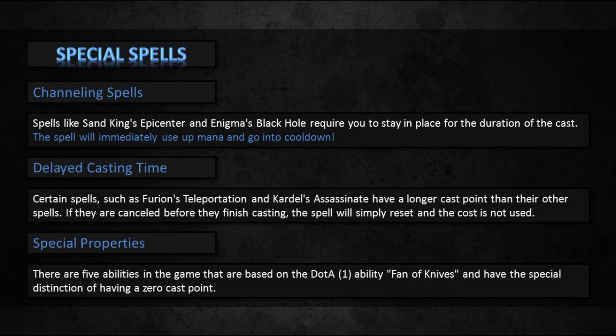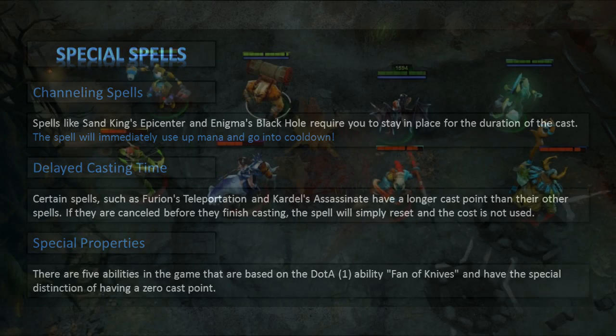Special properties. There are a few abilities in the game that are based on the ability Fan of Knives from Dota 1, which was also implemented into Dota 2. These spells are known for having a zero cast point. This means that their effect happens the moment you use them, and if you issue another command immediately to cancel the casting backswing, you can use these abilities without even stopping for a moment.